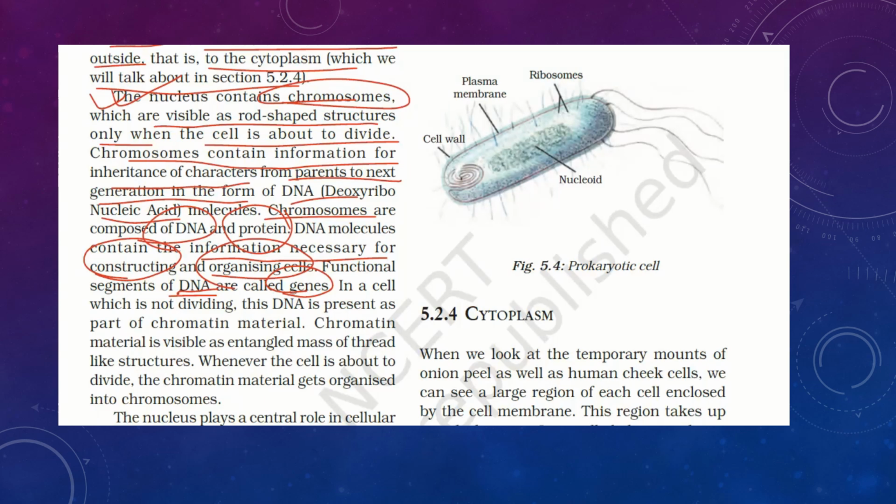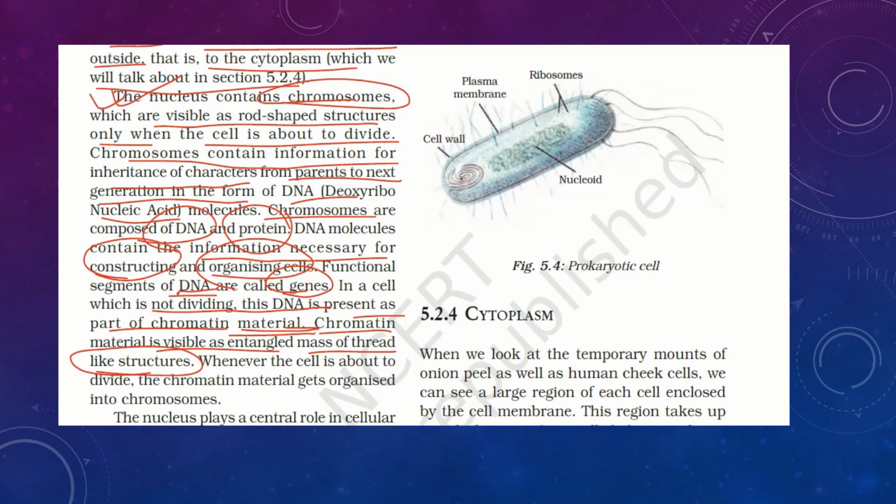Now, in a cell which is not dividing, this DNA is present as a part of chromatin material. So, this is another new term, chromatin material. If the cell is dividing, then it is in the form of chromosomes. The DNA material is inherited or transmitted from the parent to the offspring. If it is not dividing, the DNA is present in the form of chromatin material, which is visible as an entangled mass of thread-like structure.